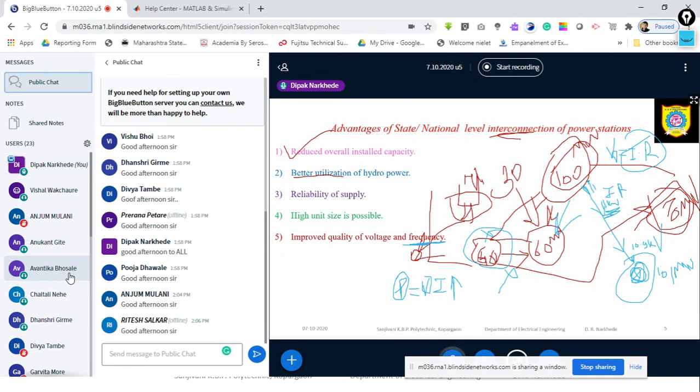Ritesh, what is the frequency of the supply that we are using?